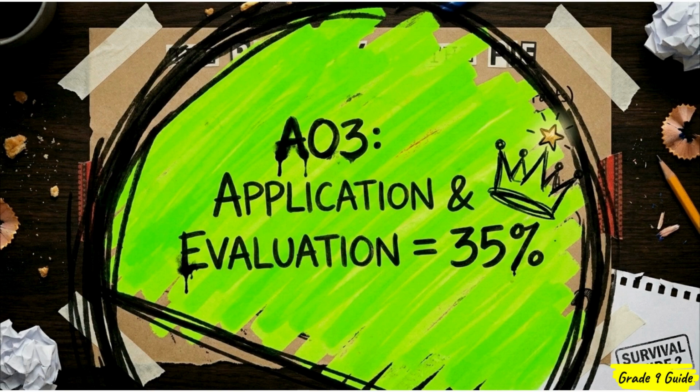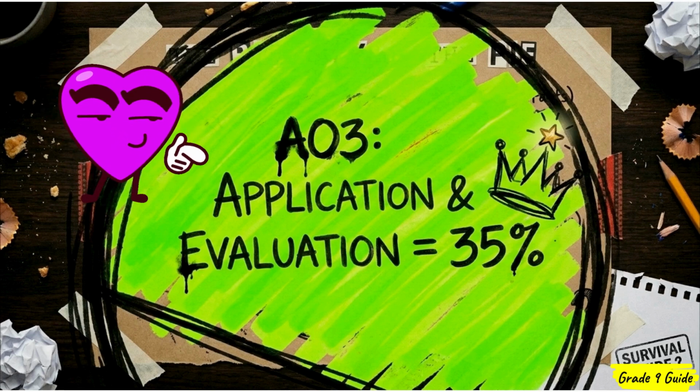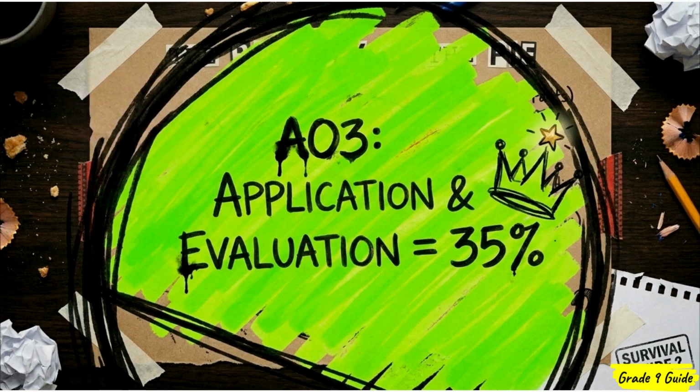The section that actually decides who gets a grade 9, that is AO3, Application and Evaluation. This is worth a massive 35%. They do not want a human encyclopedia. They want to see you take a concept and apply it.